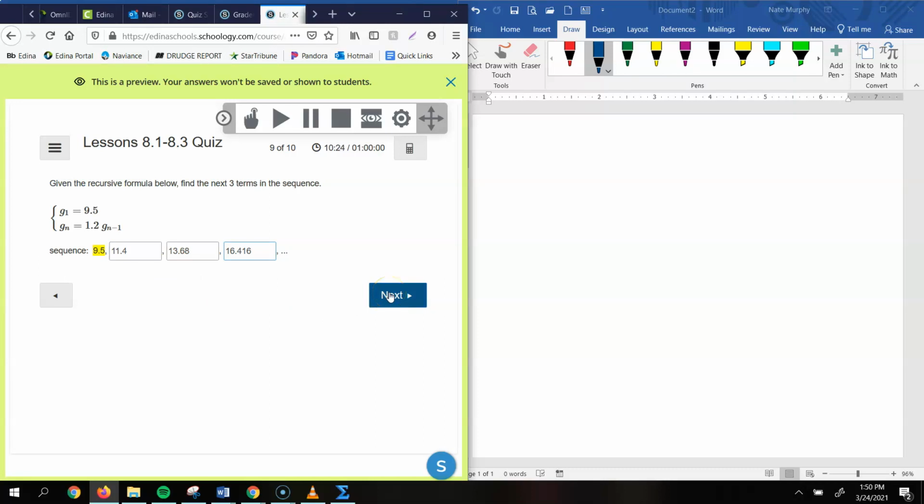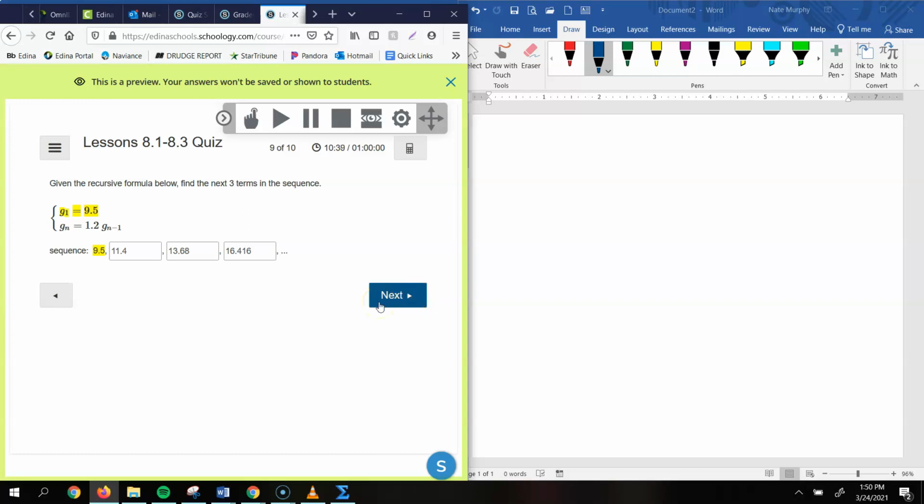Now if I said find the first three terms of the sequence, that would be a situation where I wouldn't even give you this first one. So you want to make sure that if this were the test, and I ask for the first three terms, don't forget the obvious. The obvious is the fact that our first term is 9.5.